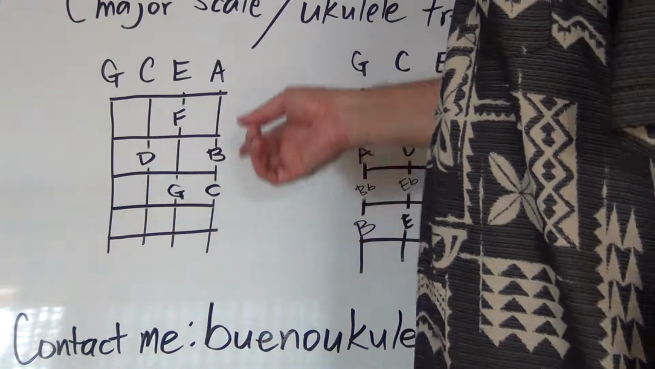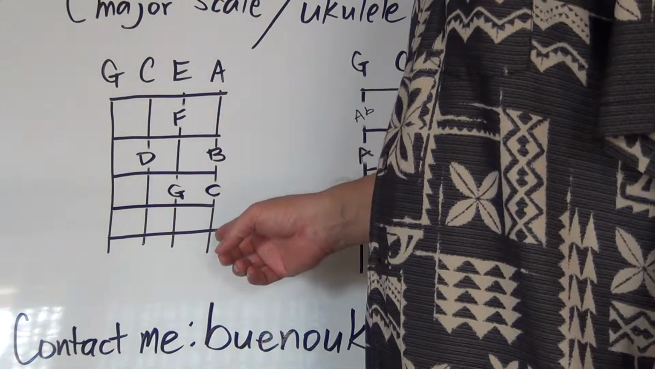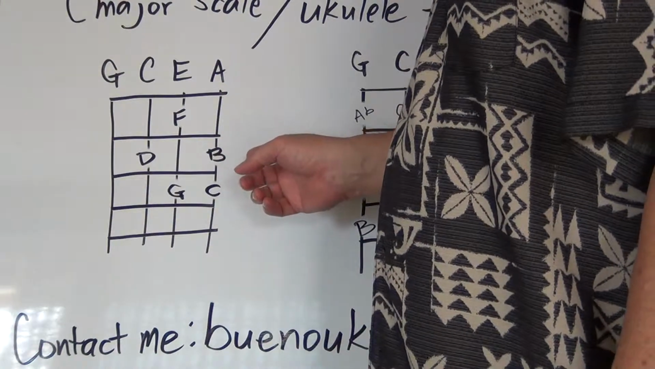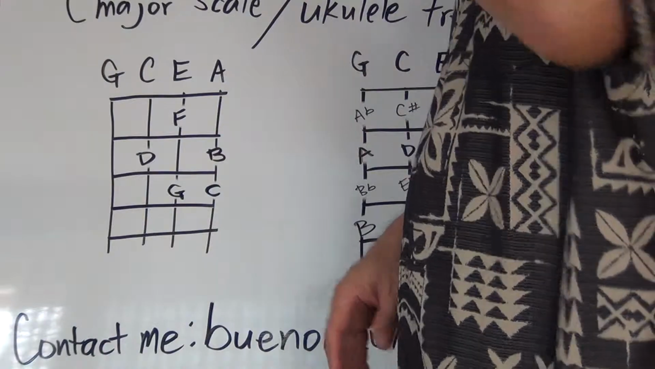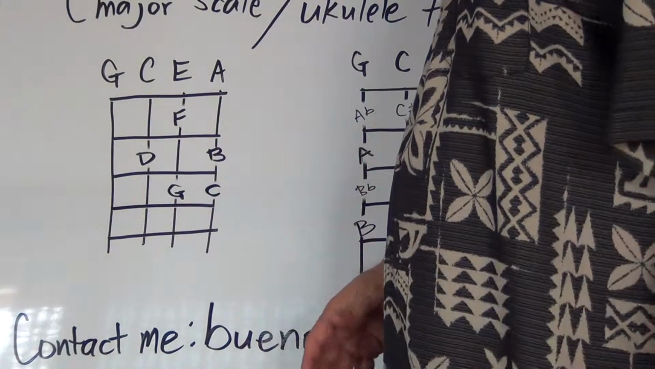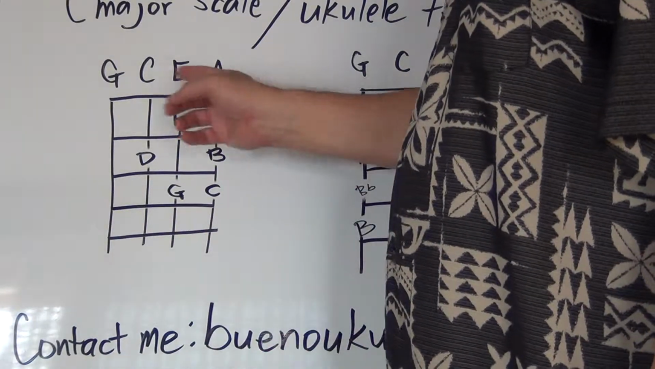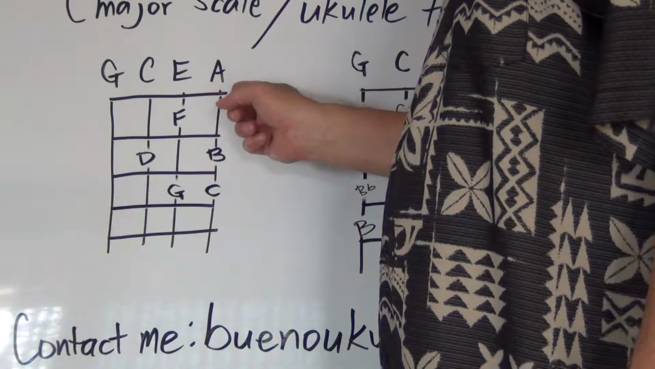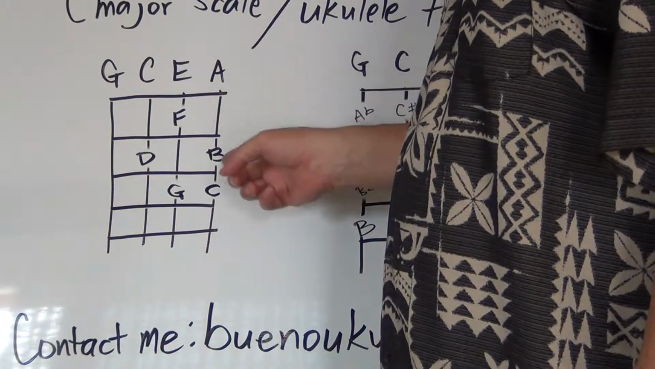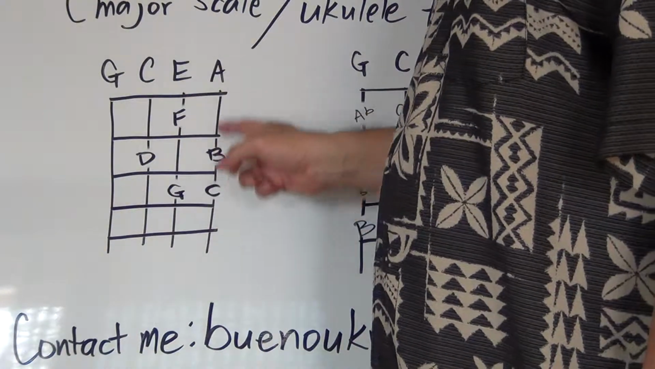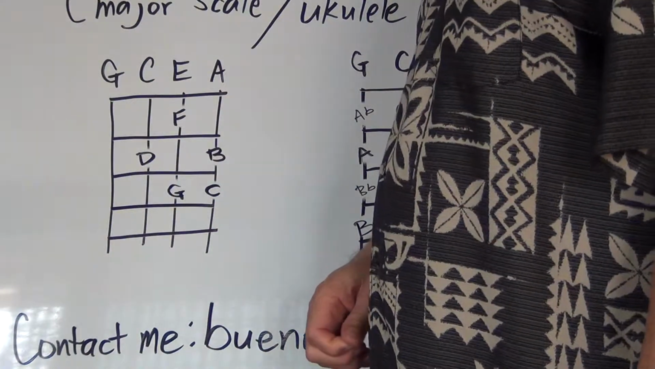So this is how you would basically see the C major scale on diagrams in music sheets, music books, internet websites, etc. You see up here the four open strings of the ukulele, G, C, E, A, and each line represents a string.